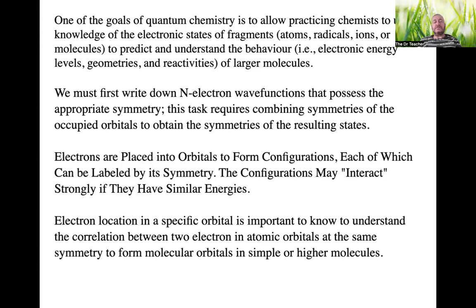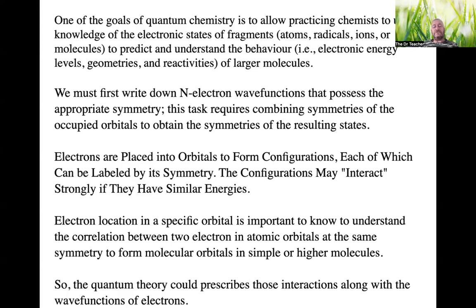So an electron's location in a specific orbital is important to know to understand the correlation between two electrons in atomic orbitals of the same symmetry to form molecular orbitals in simple or higher molecules. So the quantum theory could prescribe those interactions along with the wave functions of electrons.